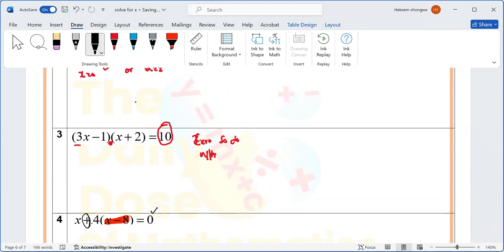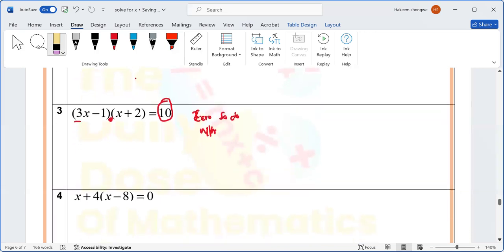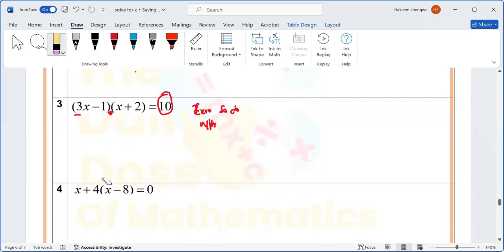So we no longer have a product, because this is going to be term number 1 and this is going to be term number 2. They are separated by this plus. So the zero factor law cannot apply here. Does it make sense?